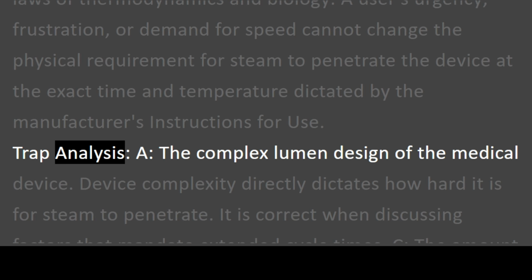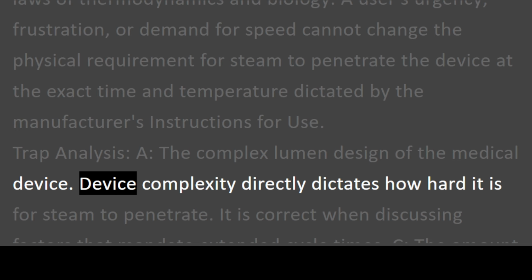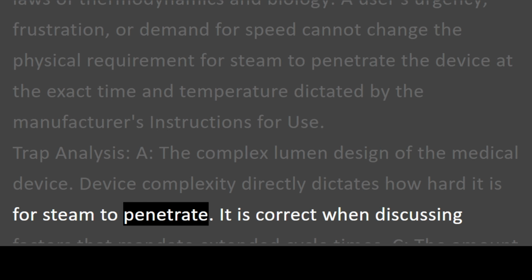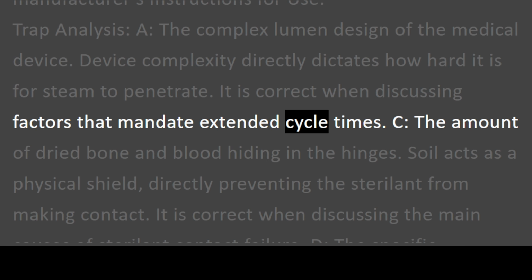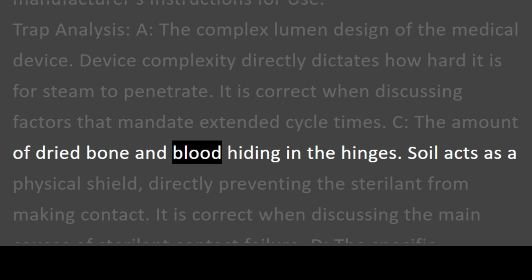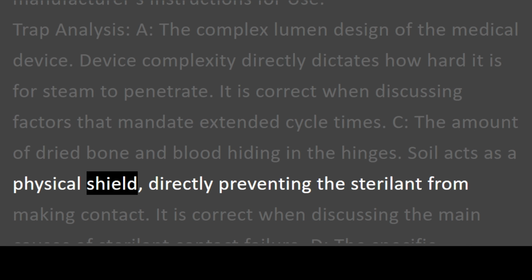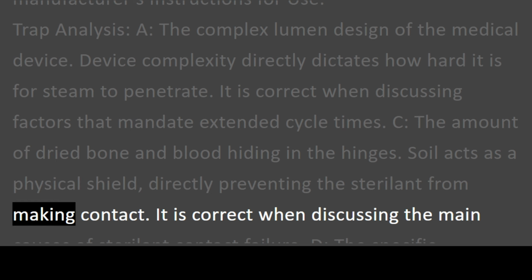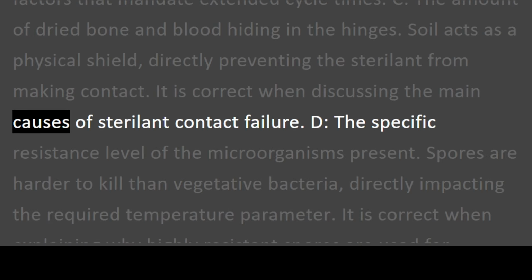Trap analysis. A. The complex lumen design of the medical device. Device complexity directly dictates how hard it is for steam to penetrate. It is correct when discussing factors that mandate extended cycle times. C. The amount of dried bone and blood hiding in the hinges. Soil acts as a physical shield, directly preventing the sterilant from making contact. It is correct when discussing the main causes of sterilant contact failure.